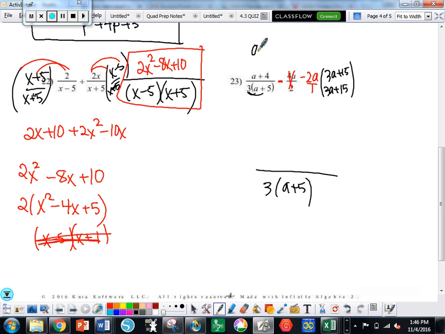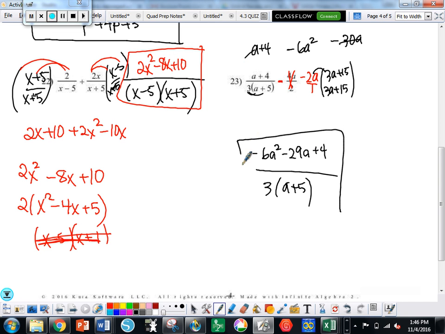So you have the a plus 4, and then distribute minus 6a squared minus 30a. So negative 6a squared minus 29a, we will combine those, plus 4. We are almost done.